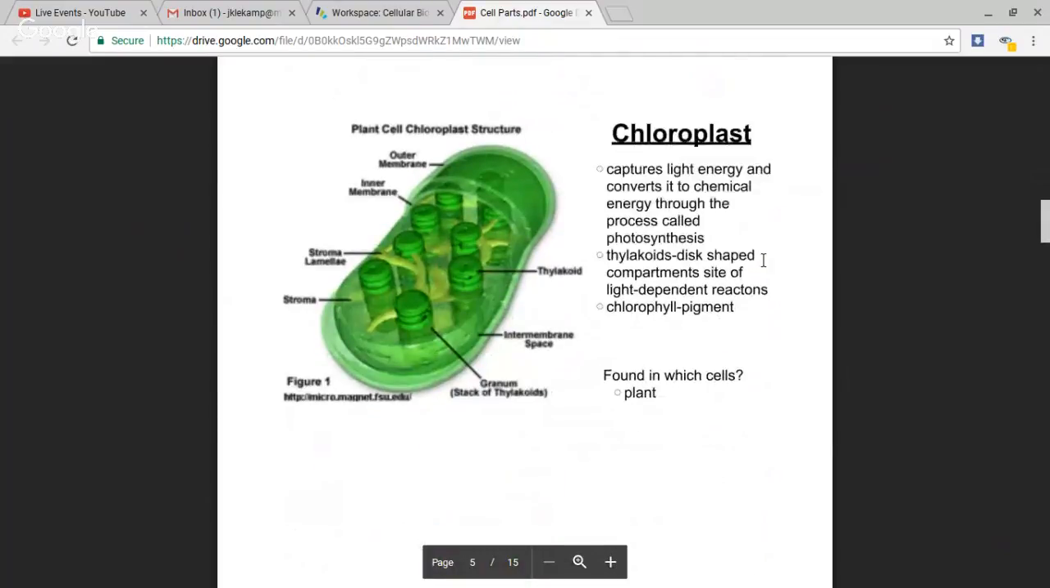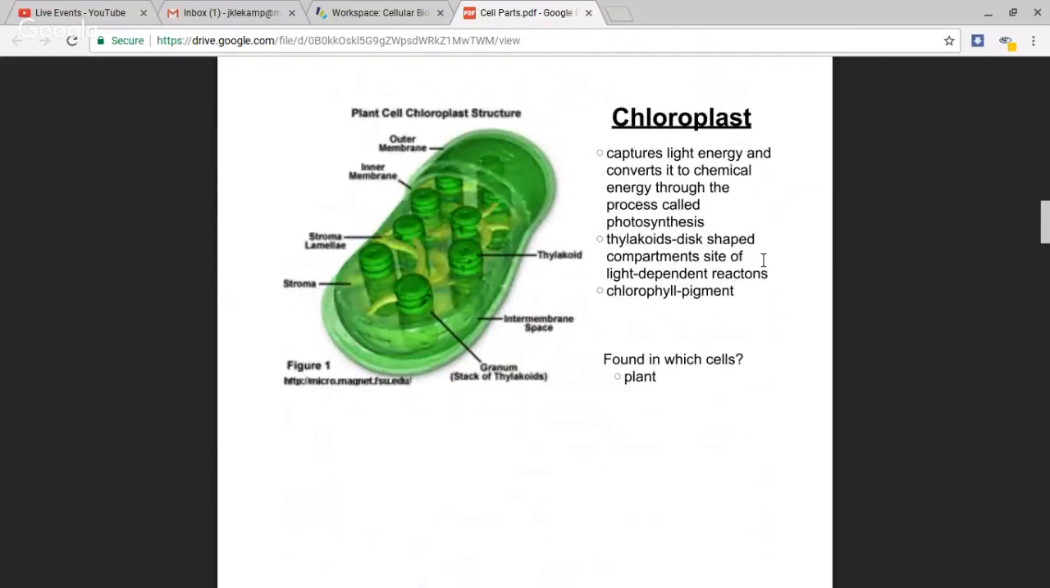The chloroplast, only found in the plant cells, captures light energy from the sun or from any kind of light source, and is going to convert it into chemical energy through the process that we call photosynthesis. This is how the plants make their food, with the presence of water and carbon dioxide also. And as you can see inside, they have disc-shaped compartments that are stacked on top of each other for the light-dependent reactions. They're called thylakoids, and they're kind of like little power packs that generate the food for the plant. And the chlorophyll is what gives it its pigment or its color.